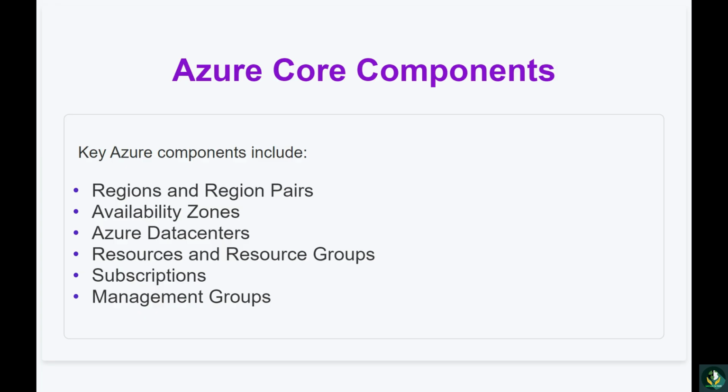Resources in Azure represent the fundamental building blocks of your cloud solutions. These can range from virtual machines and storage accounts to databases and AI services. Resource groups act as logical containers for these resources, allowing you to manage related assets collectively. This organizational structure simplifies administration, access control, and cost management.